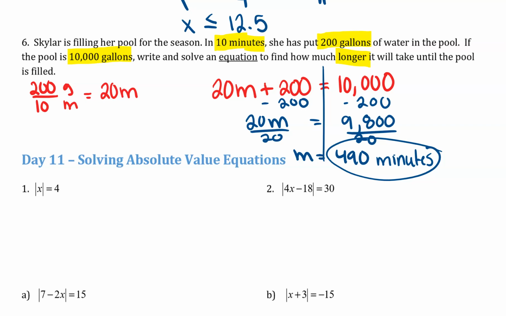And it just says to find out how much longer. It doesn't say if we want it to be in minutes or hours or whatever. You could convert that to hours by dividing by 60, since there are 60 minutes in an hour. But we'll just leave it in minutes since it didn't say what units we needed to use.